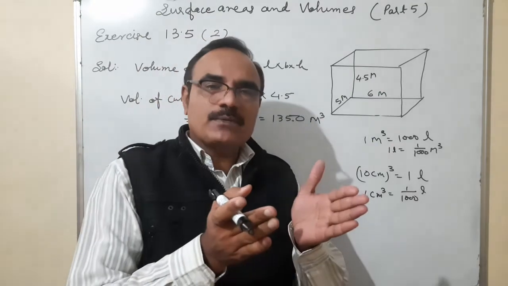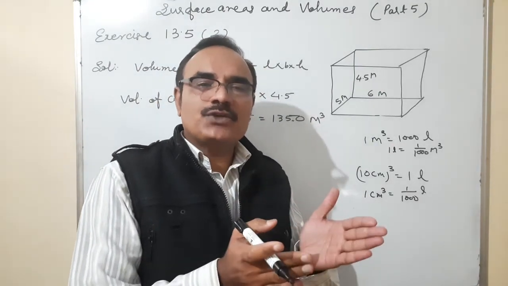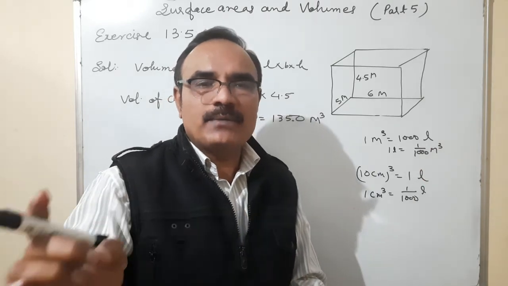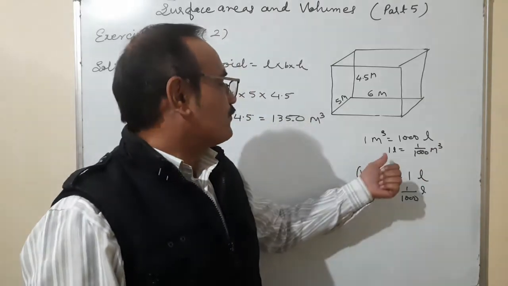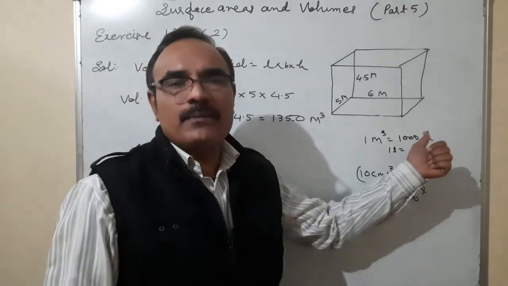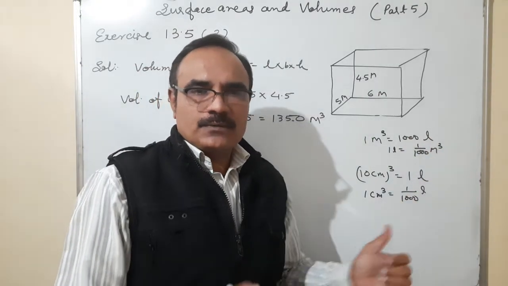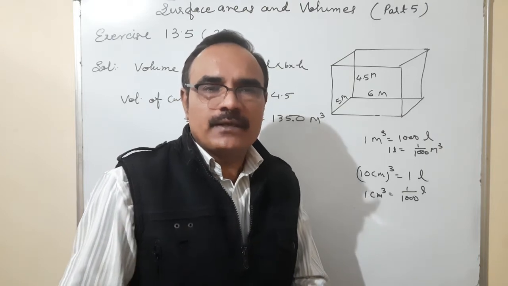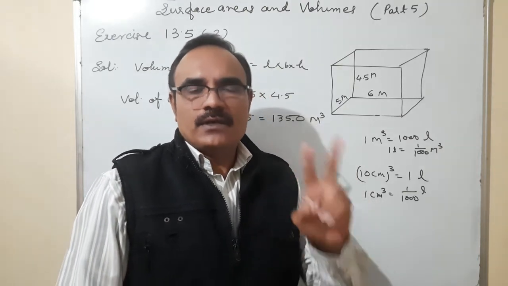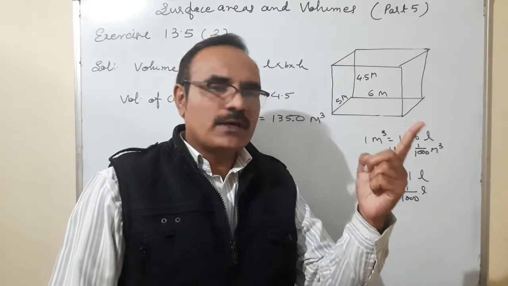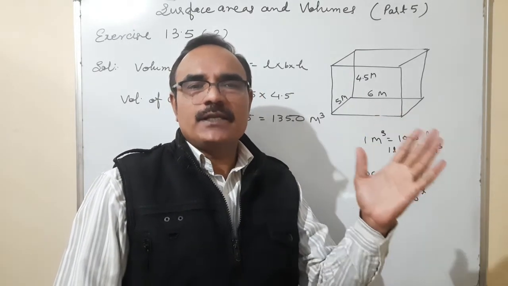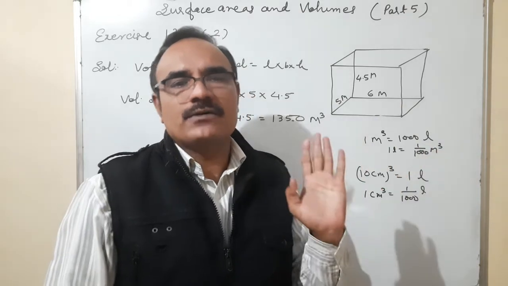Suppose the unit is given in meter cube and we want to convert into liter, then you will multiply it by 1000. From meter cube to liter, multiply by 1000. Suppose the unit is given in centimeter cube and you want to convert into liter, you divide it by 1000. So remember two things: from meter cube to liter, multiply by 1000; from centimeter cube to liter, divide by 1000.